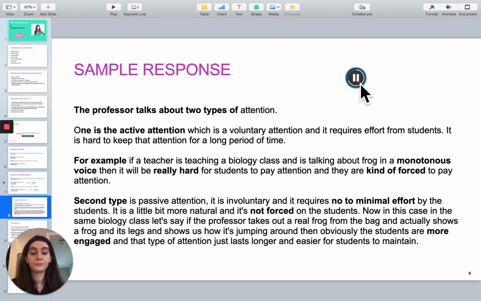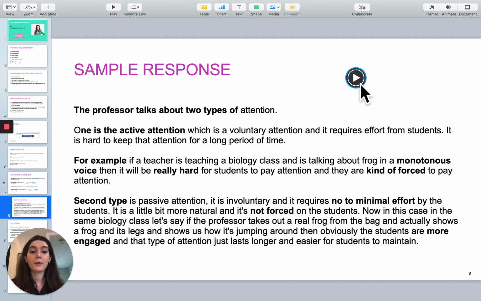In this case, in the same biology class, let's say if the professor takes out a real frog from the bag and actually shows a frog and its legs and shows us how it's jumping around, then obviously the students are more engaged. And that type of attention just lasts longer and it's easier for students to maintain. Right? So that is it, right? So see how I followed some parts of my template, but there were some parts that I didn't follow. But it was a natural sounding response.